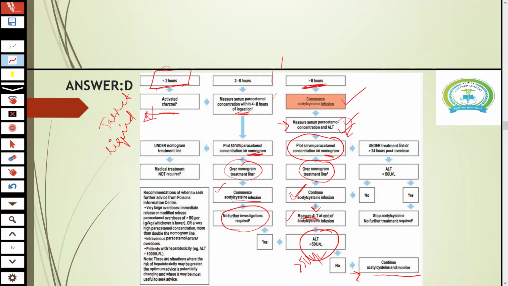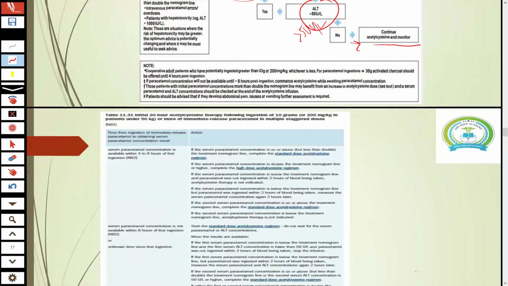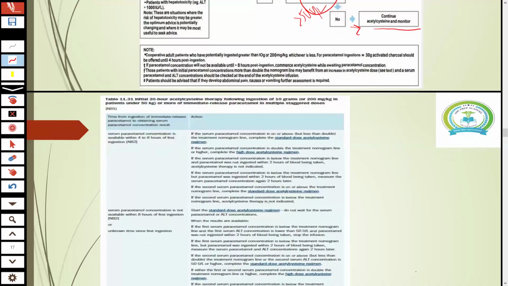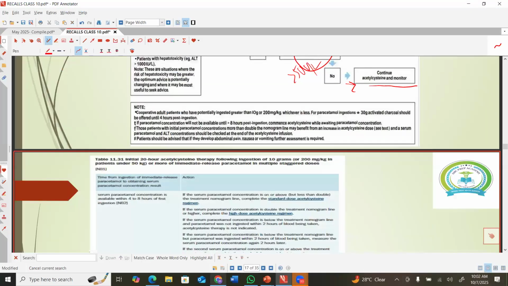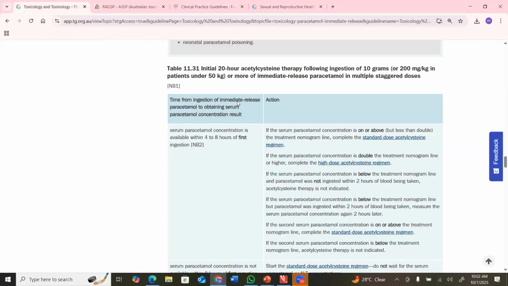Just make sure you go through this chart very well. Most of your questions will be solved. Okay, this chart is a bit blurred here. We'll go through the guidelines. From therapeutic guidelines, I have attached this chart, but it is a bit blurred.